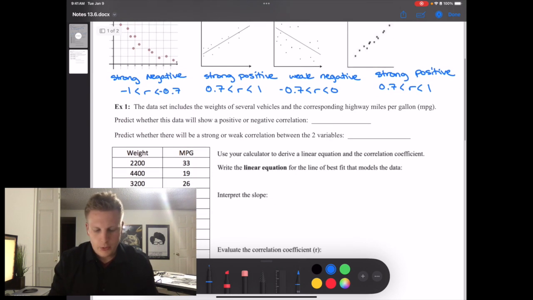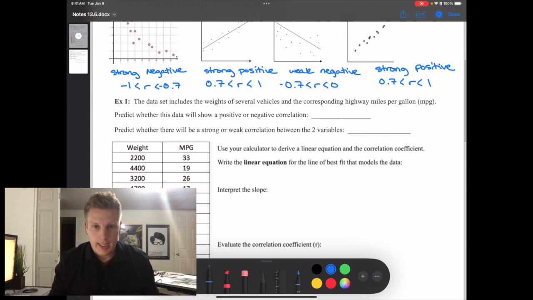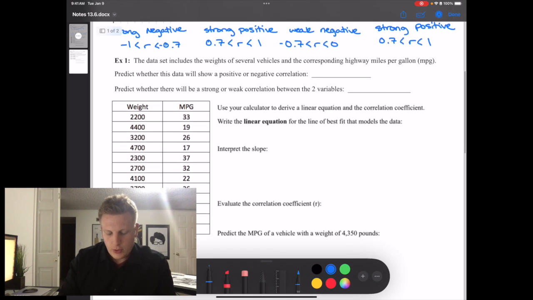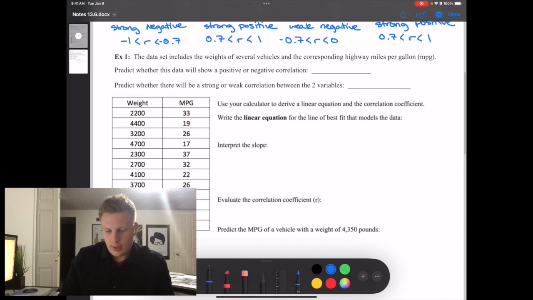Today, we are going to be talking about our line of best fit. Now, yesterday, we did a line of good fit. So we graphed everything by hand. We made some estimations. But this time, we're going to be doing the best fit. And so we're going to have to bring in some technology in order to calculate all of that for us, because that's going to make it really quick. So this example says the data set includes the weights of several vehicles and the corresponding highway miles per gallon. So we're going to predict whether this data will show a positive or negative correlation.